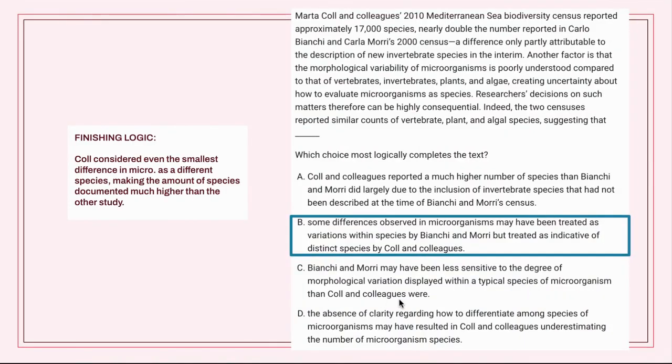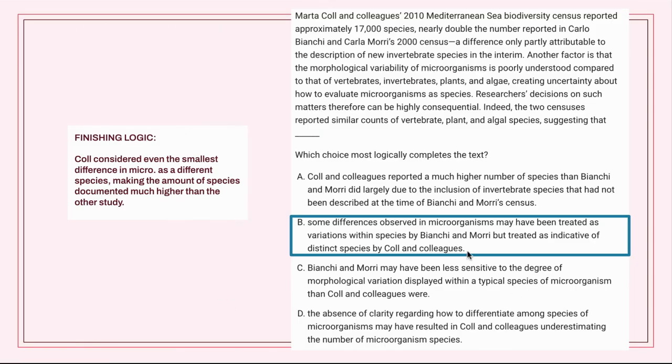Cole and colleagues didn't really seem to care much about the fact that variations can actually maybe be more similar to each other than different. They weren't very sensitive to that fact. They were just kind of like, okay, difference, new species. So they were less sensitive to the fact that even within a typical species, you can have small variations while having more similarities than differences. So Bianchi and Moore were actually more sensitive to variation within one species.